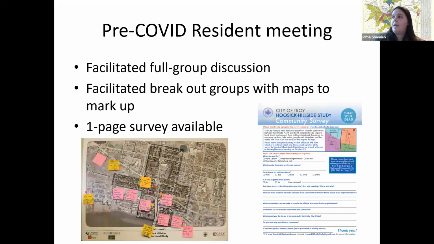So at the meeting, there was a facilitated full group discussion that people got really into, and it was a really good discussion. And then there were facilitated breakout groups with maps that people were able to mark up. And there was a 1-page survey that was available for people to fill out as well.